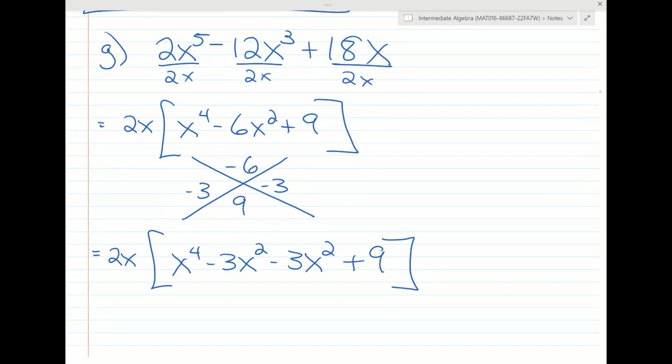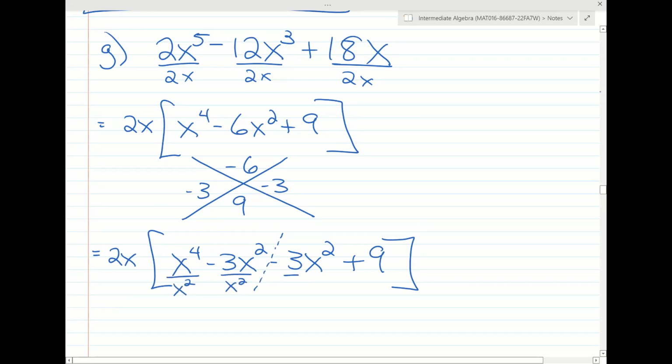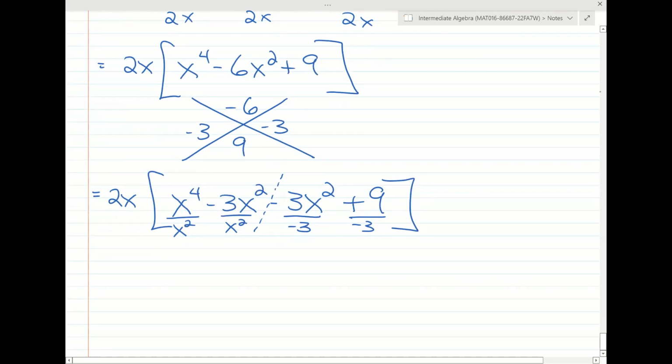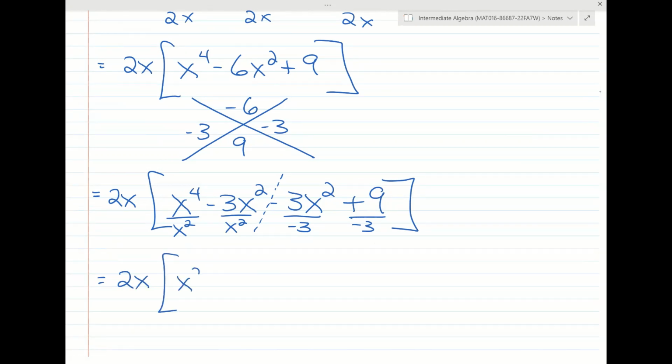Then we can cut it down the middle. We can take out a GCF of x squared here. And -3 because the leading term is negative. So remember, we have to take out GCF of negative if it's negative. And then we're left with x squared times x squared minus 3. Take out the -3. Of course, we have the same thing.